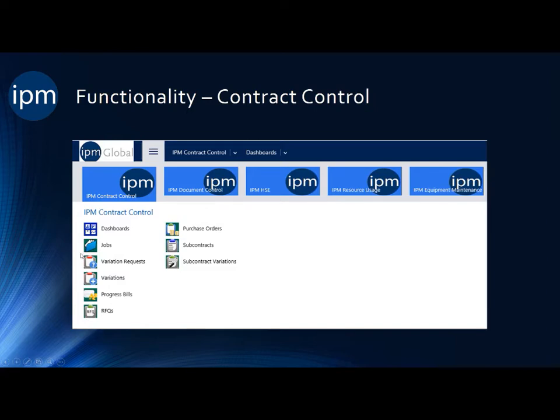So in the contract control area, you would set up your job, you manage your budget, manage your billing schedule for your client, then manage variation requests and variations, progress bills, all of the procurement. Also you can manage the subcontractor invoice or claim processing and purchase order invoice processing.